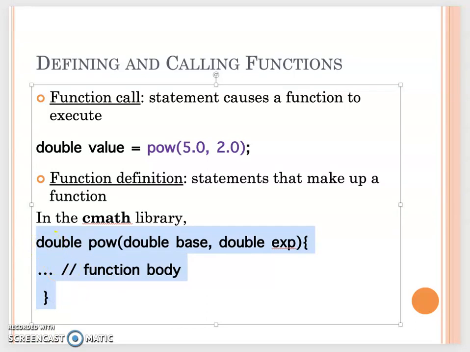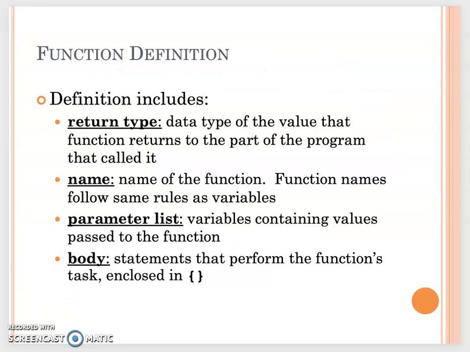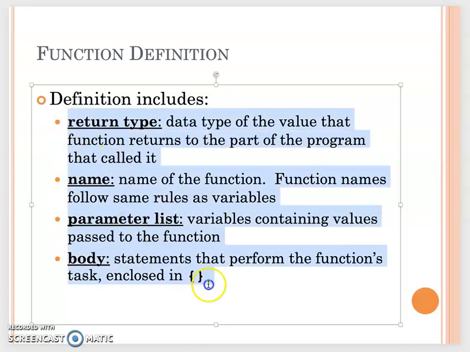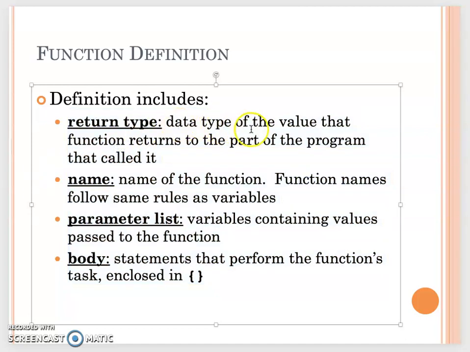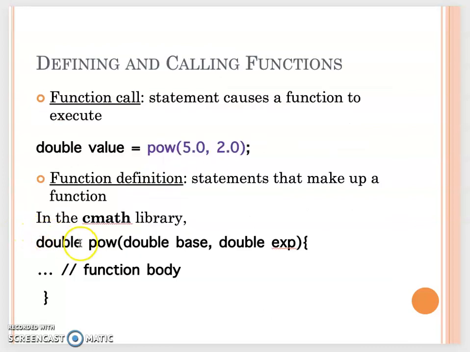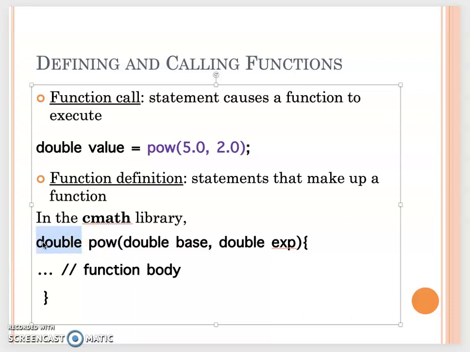Now we need to write a function definition, so let me go into more detail about what a function definition is. A function definition includes 4 important parts. The first one is the return type. The return type is the data type of the value that will be returned from the function. For example, the value returned from the power function is double. So the return type will be at the beginning.